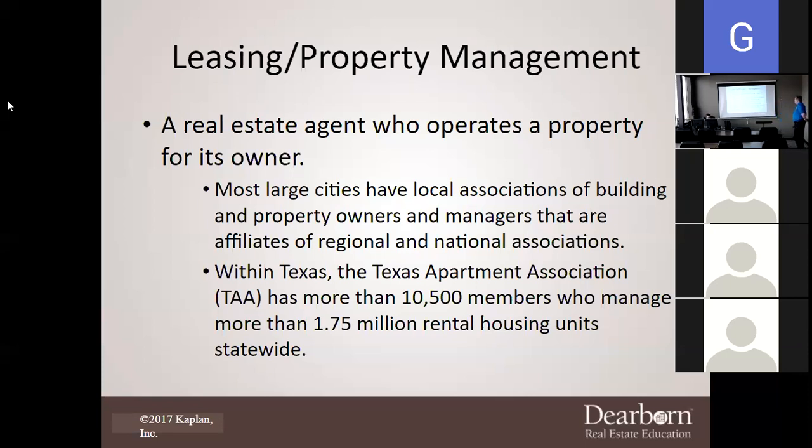Let's see here. Most large cities have local associations of building and property owners and managers that are affiliates of regional and national associations. Within Texas, we have the Texas Apartment Association, the TAA, which has more than 10,500 members who manage more than 1.75 million rental housing units statewide. Okay.